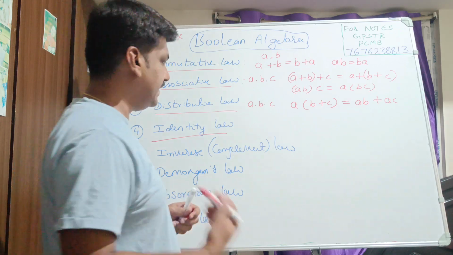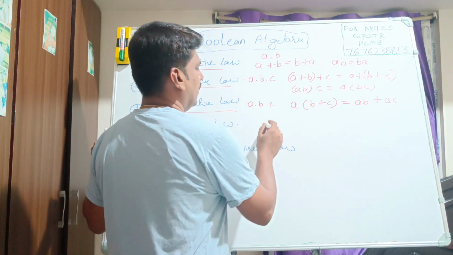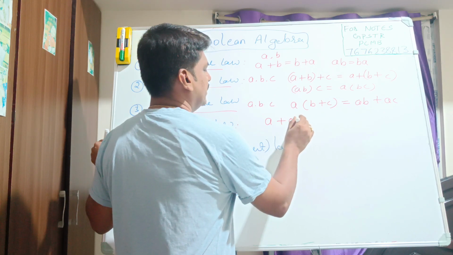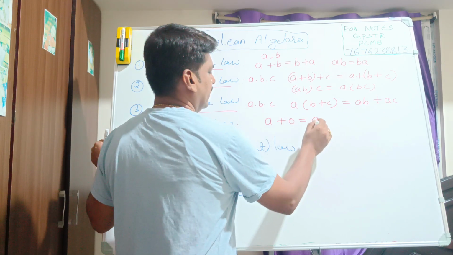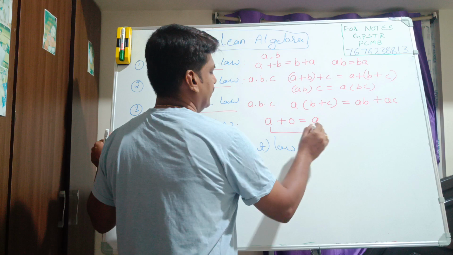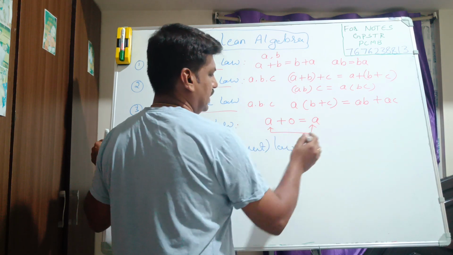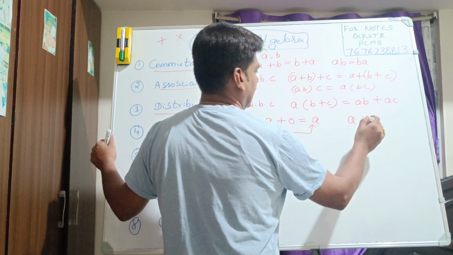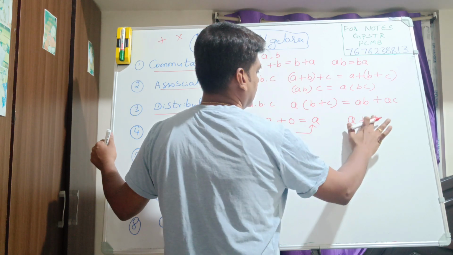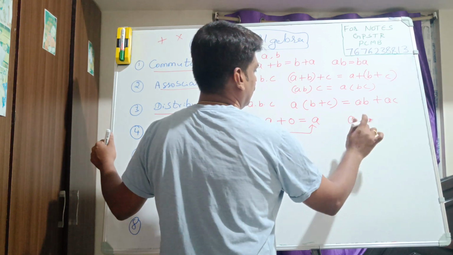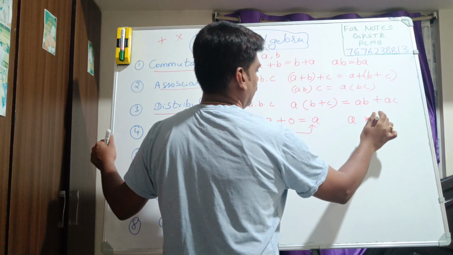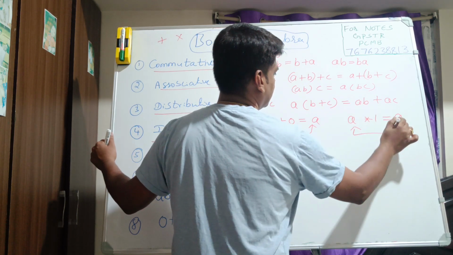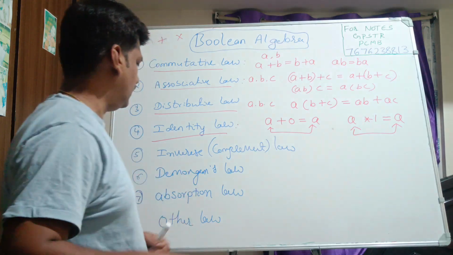Next is identity law. Suppose I write A added with 0, what value are you getting? A. So if you add A with 0, you get A only. Now if you multiply A with 1, what will you get? A only, right? So this law is called identity law.